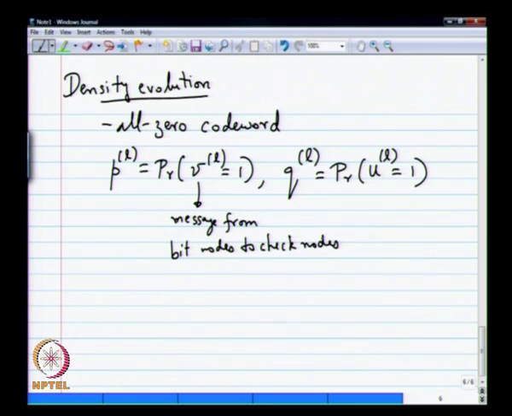The assumption I will make is, if you look at all the edges, the message that goes on each edge is distributed IID according to VL. That is the assumption that I made. That is what I mean when I say the message from bit nodes to check nodes is distributed according to VL IID. The same thing is true for UL. I will be assuming that messages from check nodes to bit nodes are distributed IID according to UL.